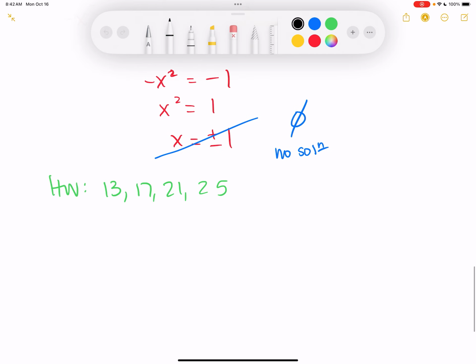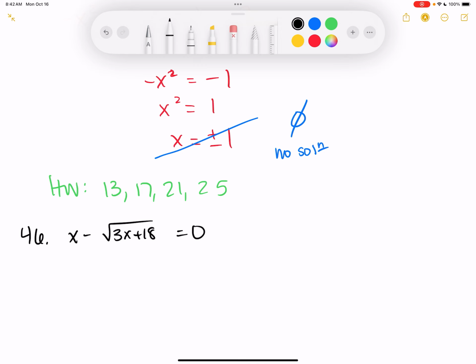All right, so now we're still solving equations, but now they're going to involve square roots. So how would we undo a square root? What's the opposite of a square root? Yeah, square it. So 46, we've got x minus the square root of 3x plus 18 equals 0.